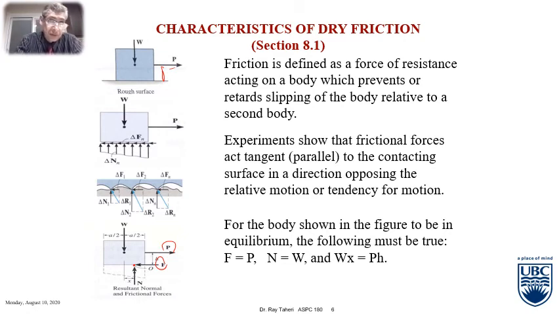If you are not familiar with the concept of moment, we write the sum of the moments at this point. And at this point, obviously, W multiplied by this distance, which is X, should be equal to P multiplied by H. And here is the equation.